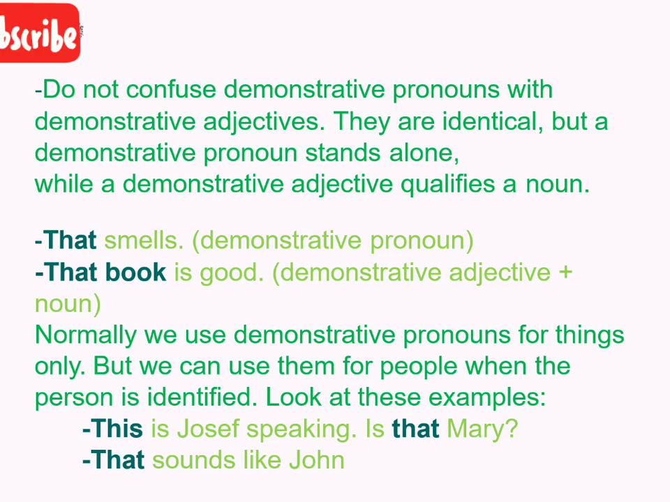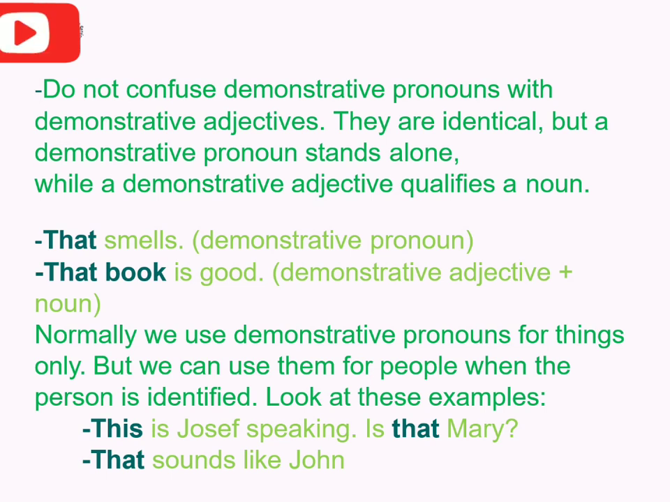Normally, we use demonstrative pronouns for things only, but we can use them for people when the person is identified. For example, if I say, "This is Joseph speaking, is that Mary?" Now, if you are talking on the phone and you want to identify the other person who is talking to you, you can use that. If you say, "This is Joseph speaking, is that Mary?" it means you want confirmation whether the person you are talking to is Mary or someone else. In this case, we can use them with persons, but normally we use demonstrative pronouns for things only.